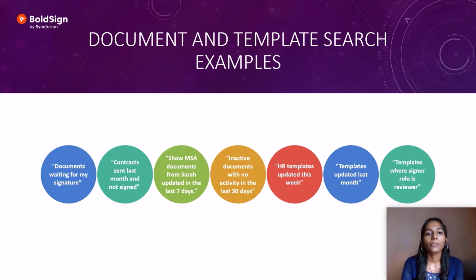And some of the template search examples are: HR templates updated this week, templates updated last month, templates where the signer role is reviewer. The key idea is that we can start with a simple query and then add more details if needed.